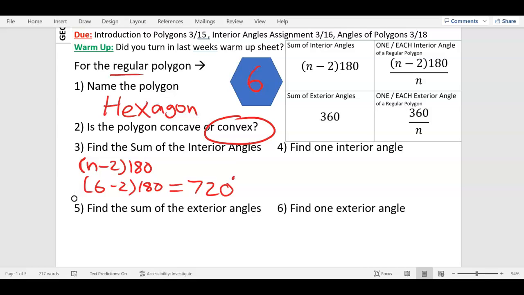What about number 4? What are we looking for? One interior. Don't use sum, use one. So over here it says one interior on the top right. It starts off the same. Look right here: n minus 2 times 180, but you have to divide by n. Very important. So my formula is n minus 2 times 180 divided by n. And my n for a hexagon is still 6, right? I'm going to do 6 minus 2 times 180 divided by 6. If you forget to divide by 6, it ain't right, okay?